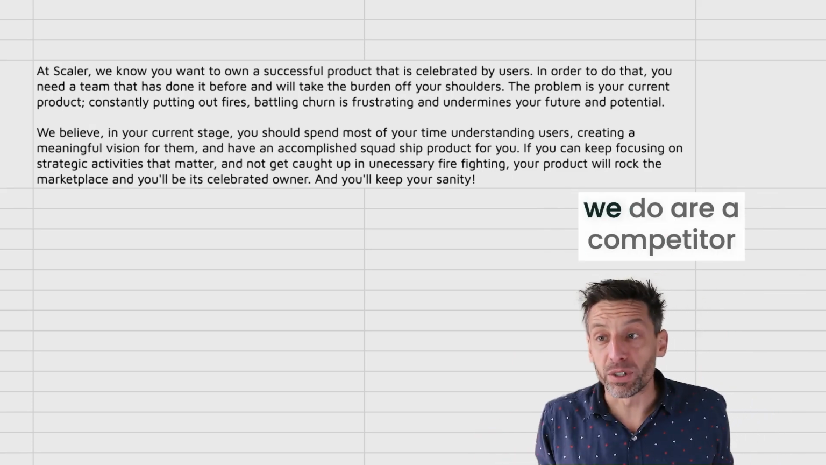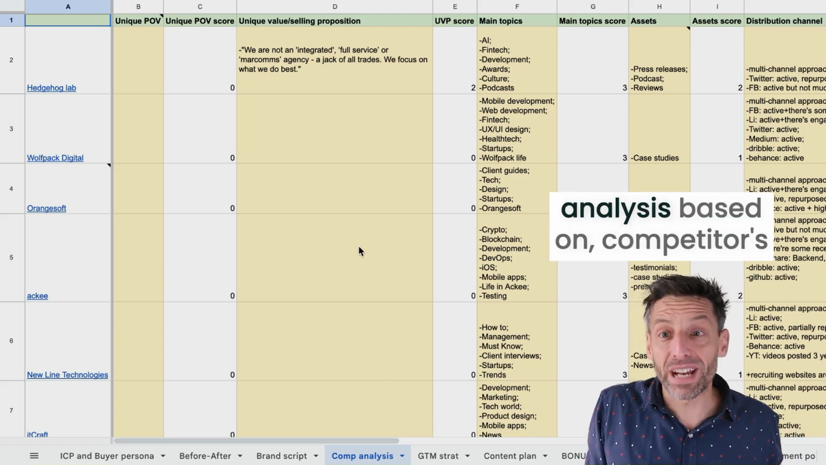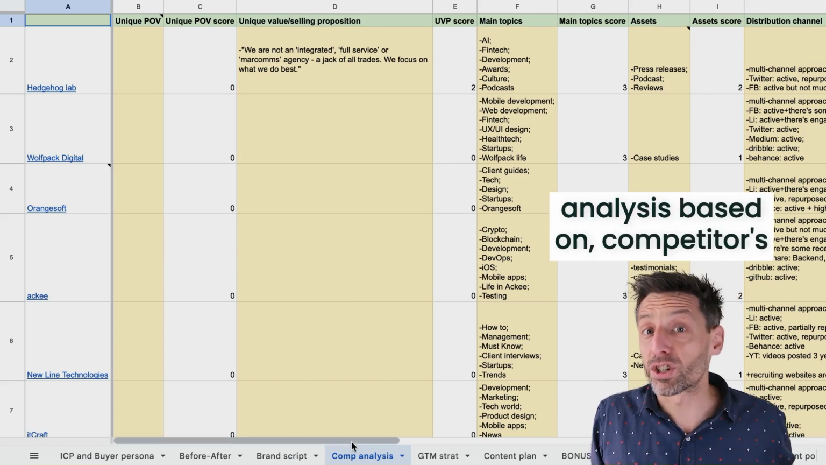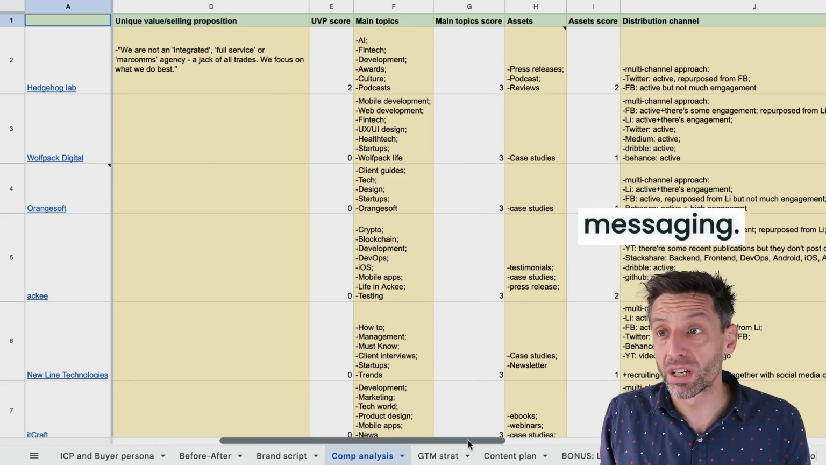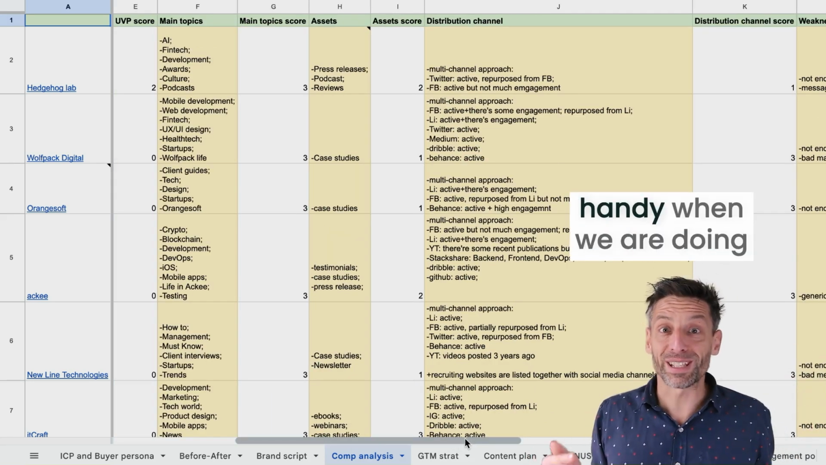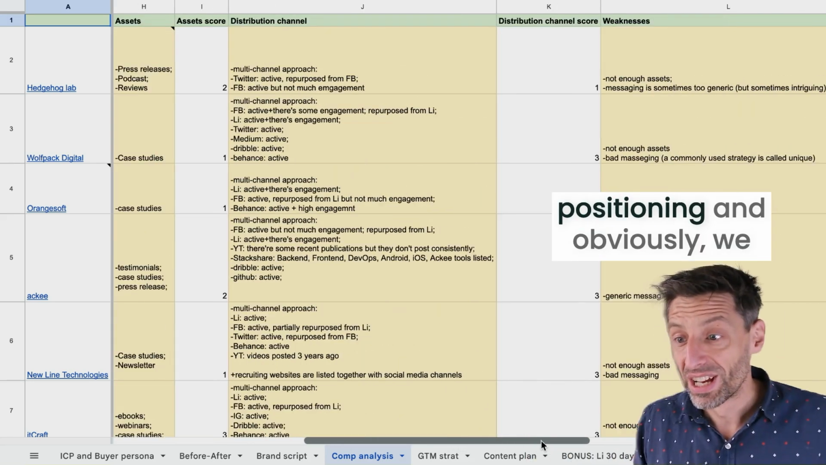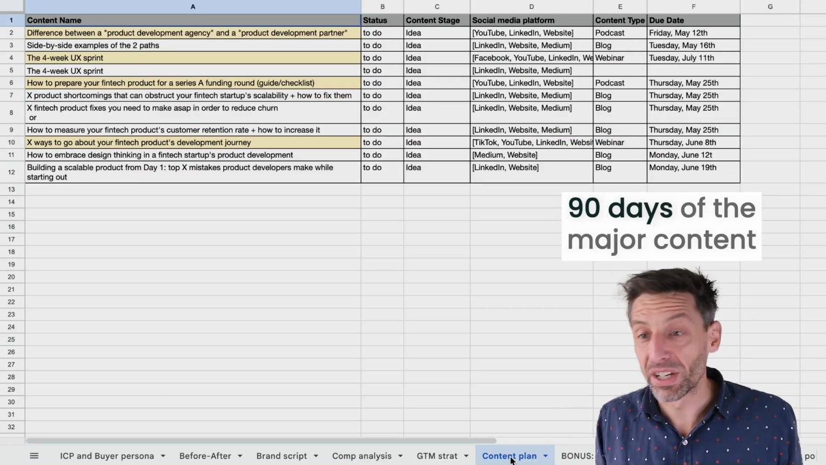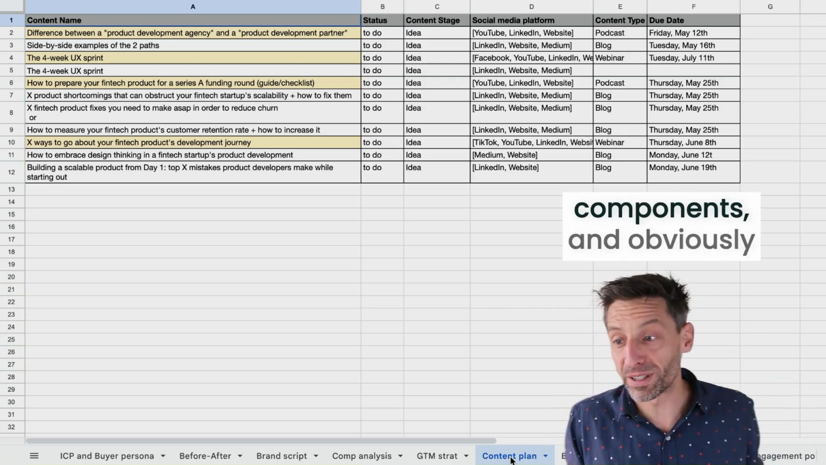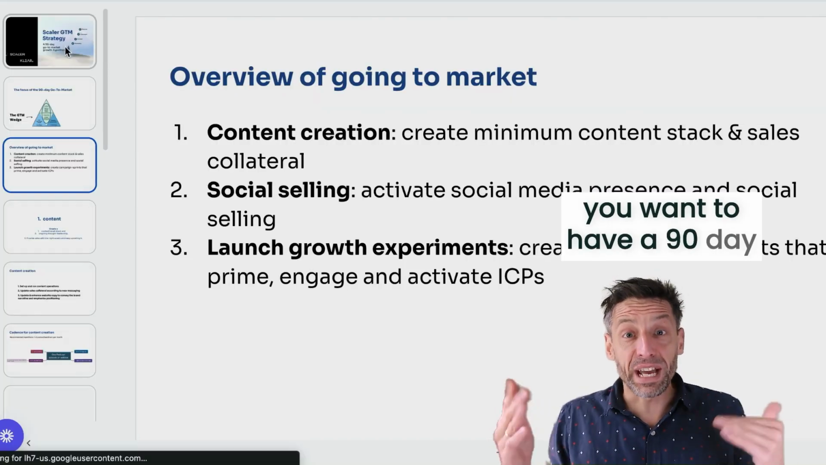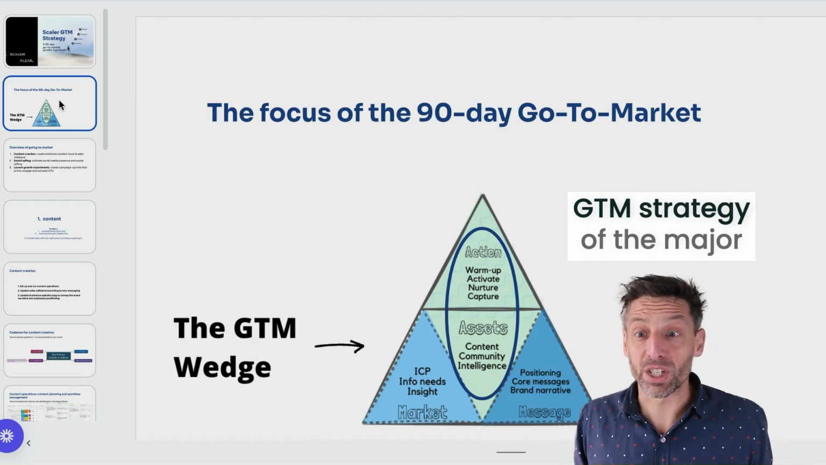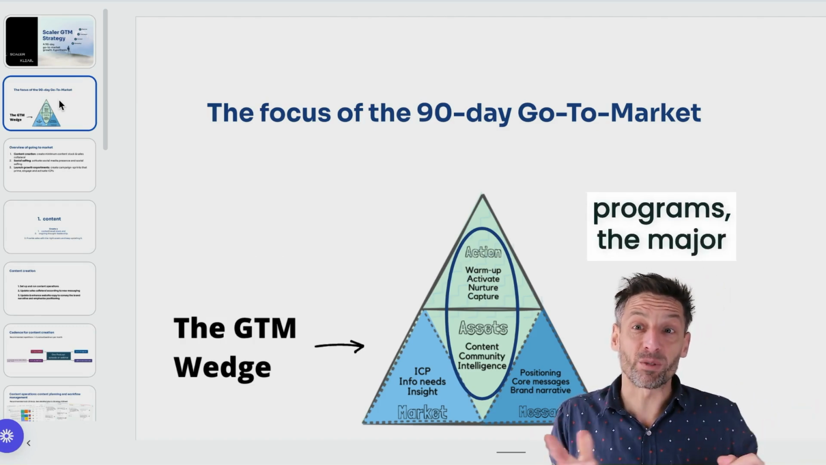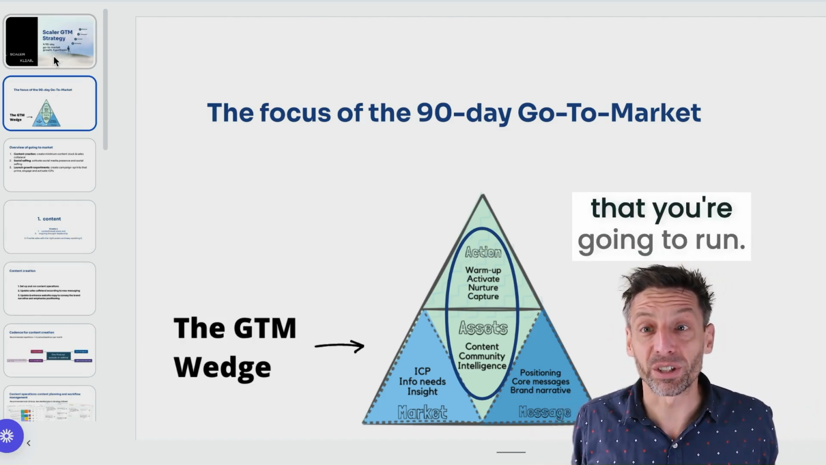Some other things that we do are a competitor analysis based on competitors' positioning and competitors' messaging. This comes in handy when we are doing positioning. And obviously, we also create a content plan for 90 days of the major content components. And you also want to have a 90-day GTM strategy of the major marketing and sales programs that you're going to run.